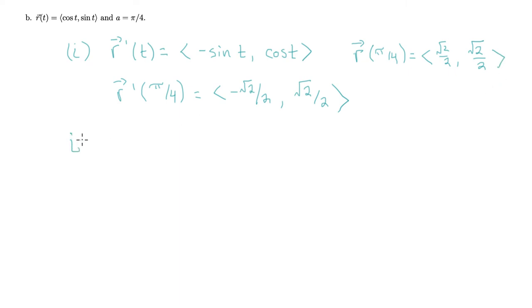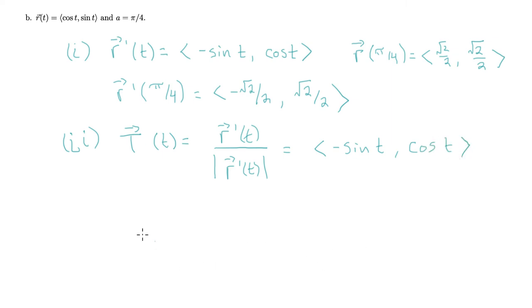Right, so the unit tangent vector is just going to be the derivative divided by the length, but something nice happens here. So what's the length of the derivative vector? Well, it's just sine squared plus cosine squared, so that's just 1. So the unit tangent vector is actually just equal to the tangent vector.